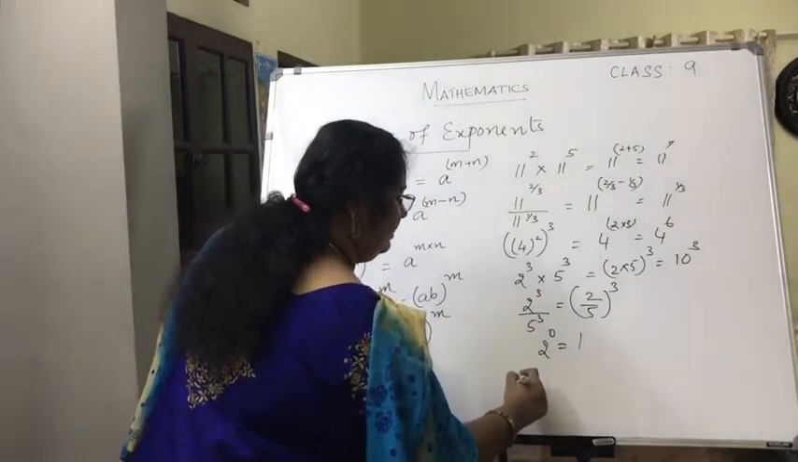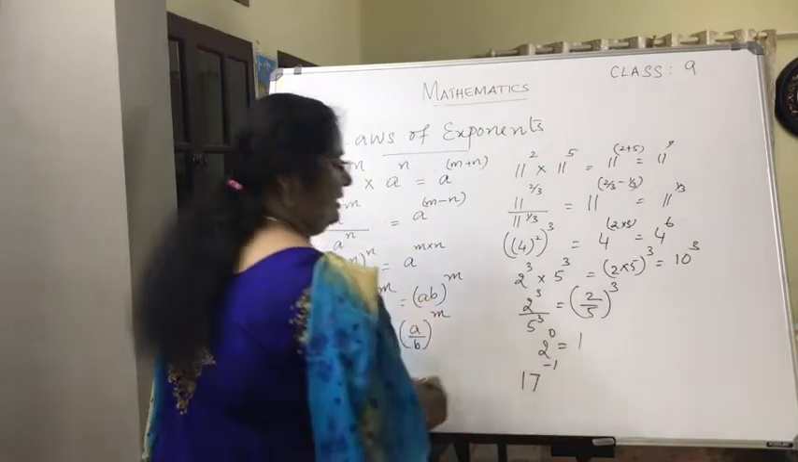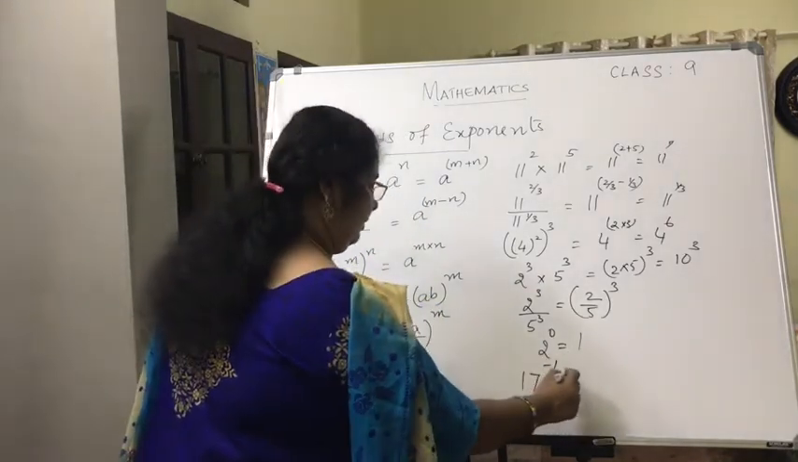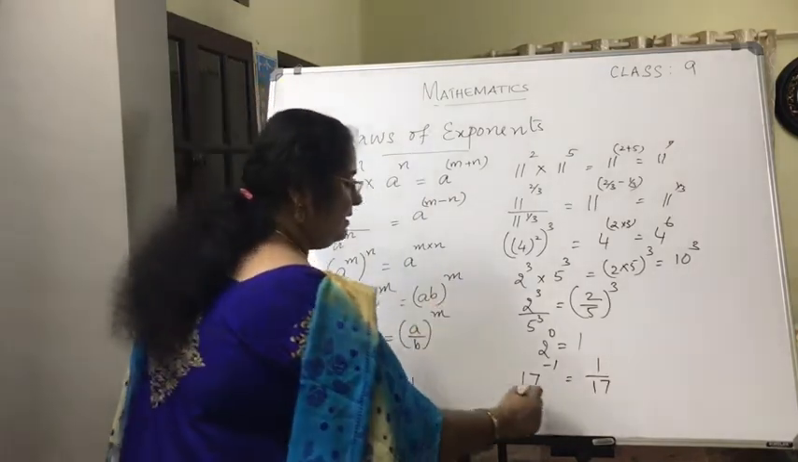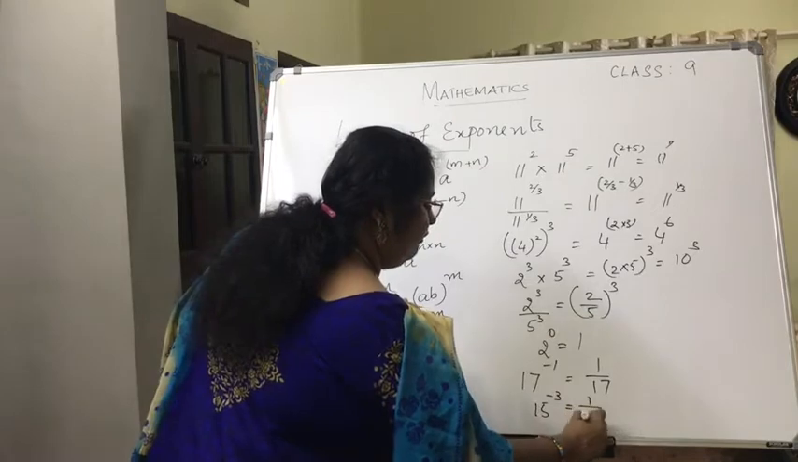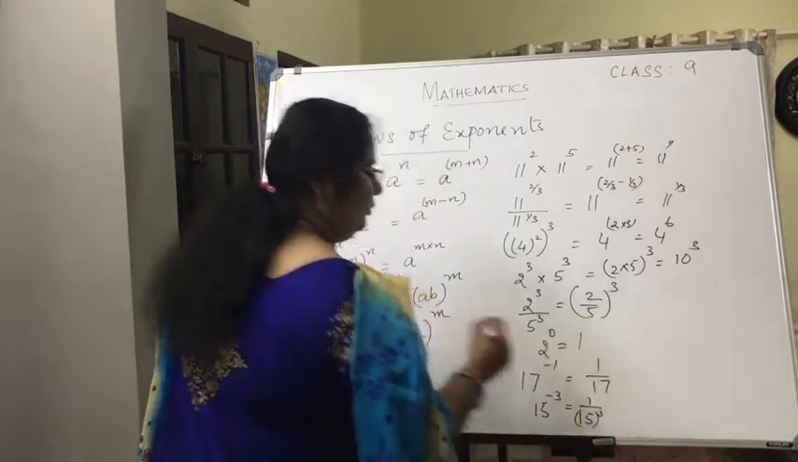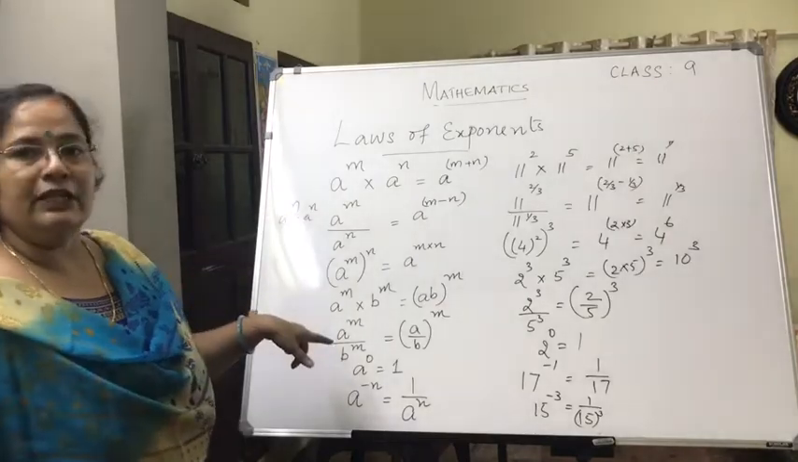Or say, you can take it as 17 raised to minus 1. This will be equal to 1 by 17. Or suppose it is 15 raised to minus 3. This will be 1 by 15 the whole cube. This is the application of the laws of exponents.